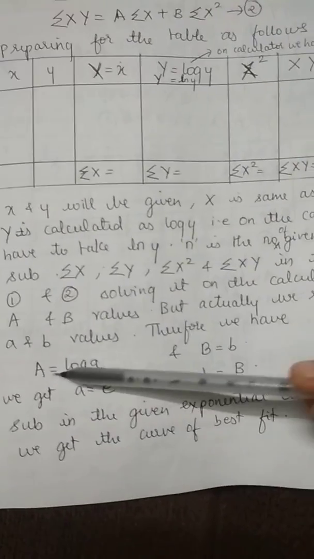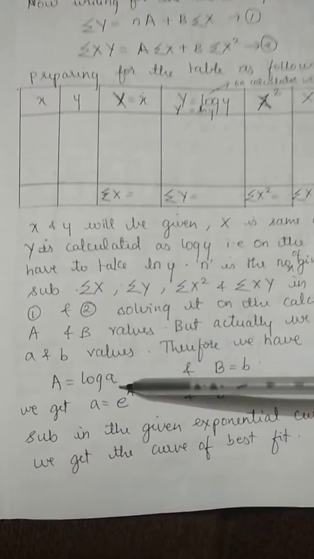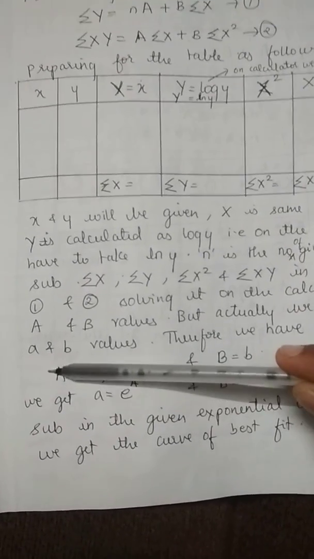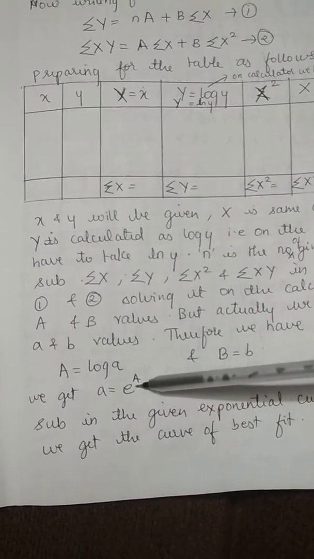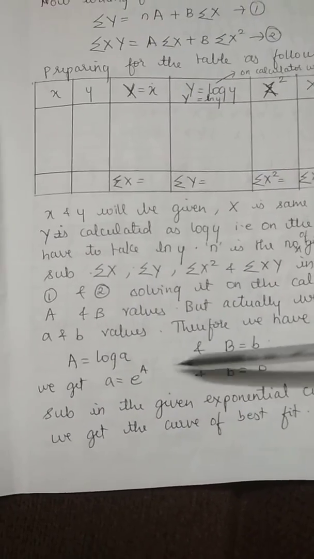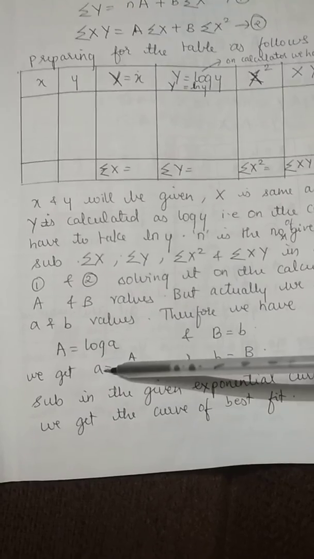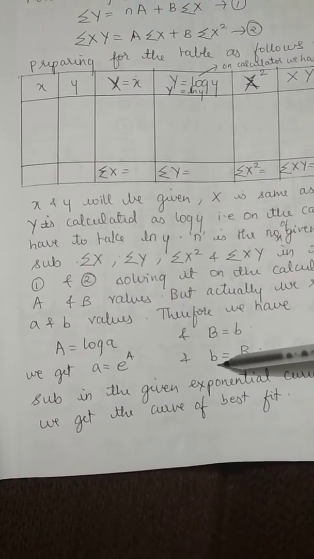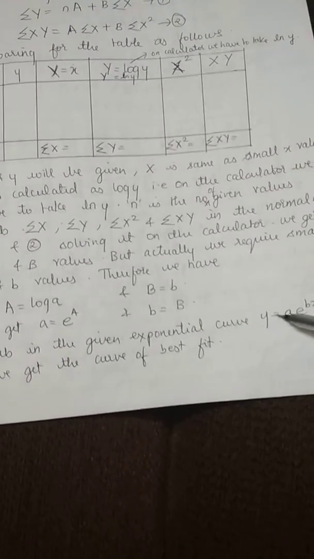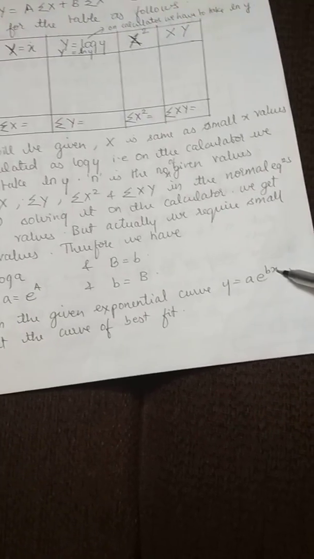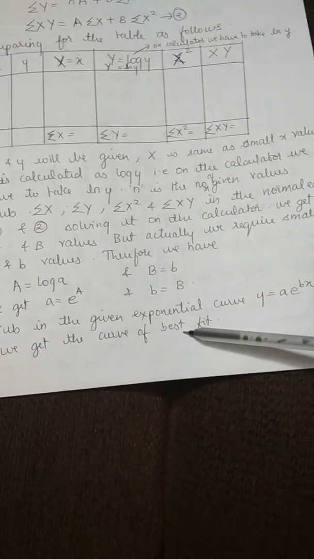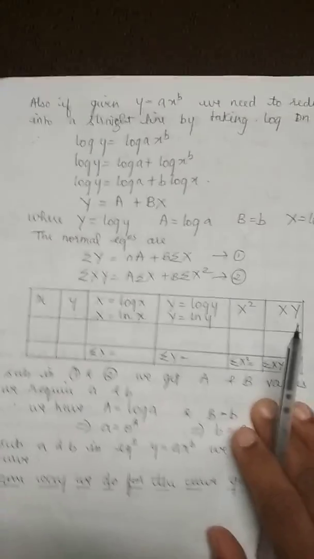We know that capital A is log of small a. When log goes this side, small a will become equals to e raised to capital A and small b is equals to capital B. Substituting, we'll get small a and small b. Substituting in the curve y is equals to a e raised to bx, we will get a curve of best fit. Similarly, we can go with other two exponential curves.